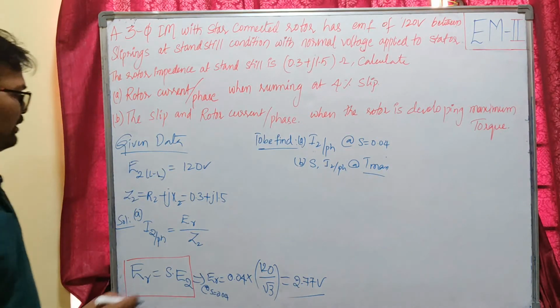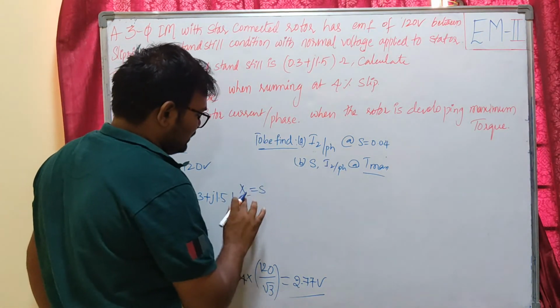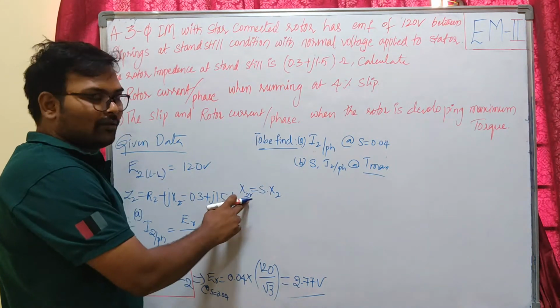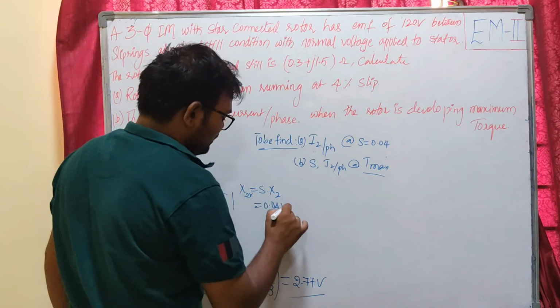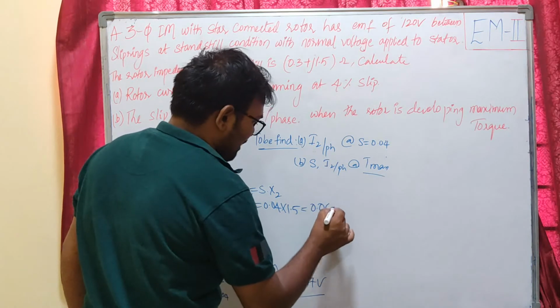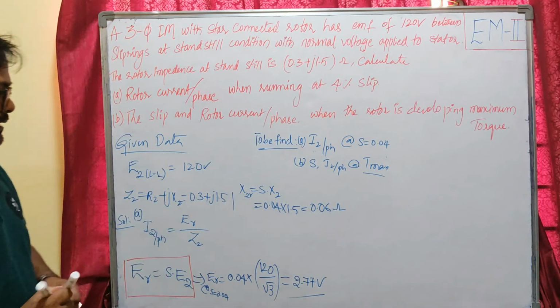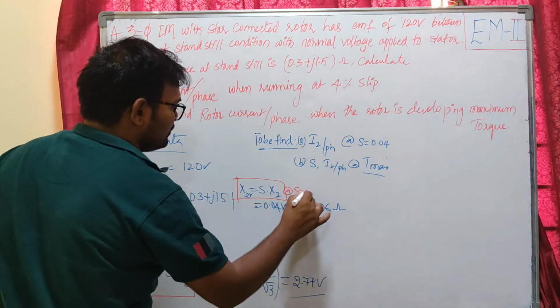Okay, now let us find out the rotor impedance. So rotor impedance will also change, that means X2 will change, X2R will be S times X2. Under running condition our rotor leakage reactance will be S times X2, that means 0.04 times X2, given as 1.5, which equals 0.06 ohm. Okay, our rotor EMF ER and our rotor leakage reactance will be changing according to our slip. Okay, it is at slip equal to 0.04.